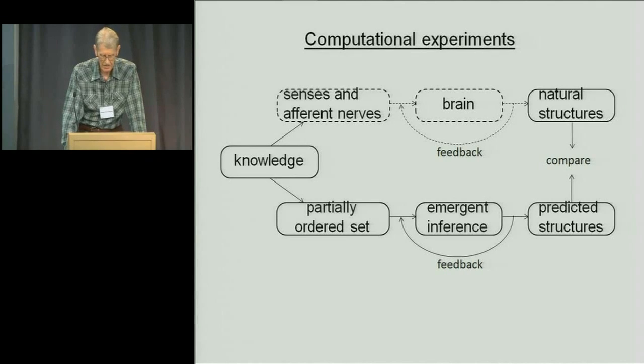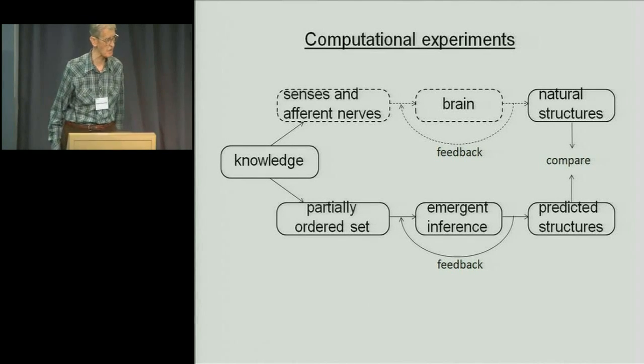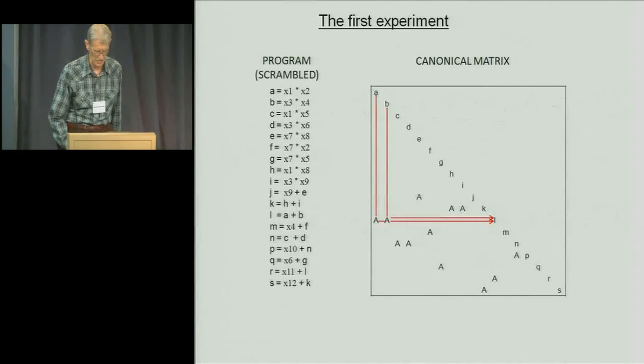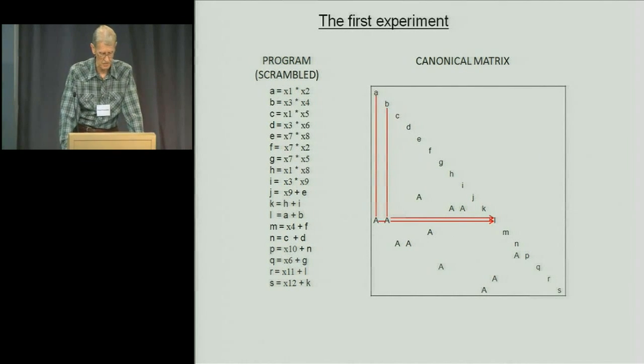And then separately from that, I convert the body to a partially ordered set representation, apply the emergent inference to it, and I get some structures that I call predicted structures because they are mathematically predicted by the procedure. I compare the two, and I did a number of experiments, and the two compare pretty well. I was surprised myself how well they compare. So apparently I can reproduce the work of the human analyst by using emergent inference. Here's my first experiment. That's where I discovered the inference itself.